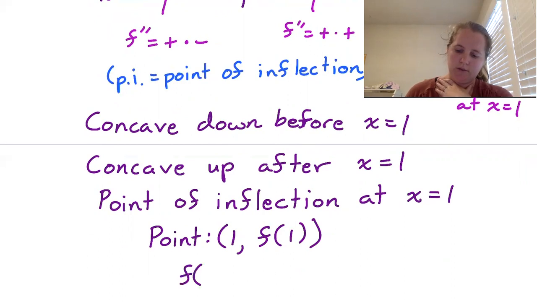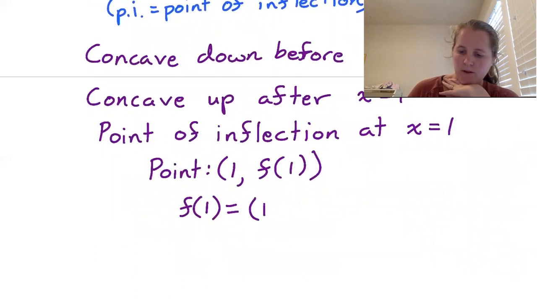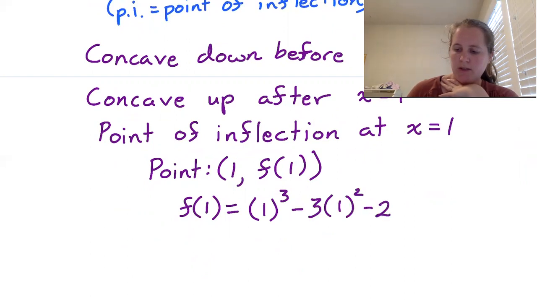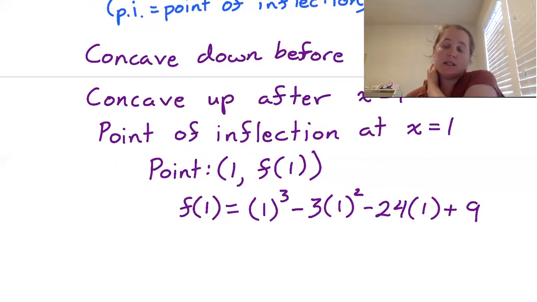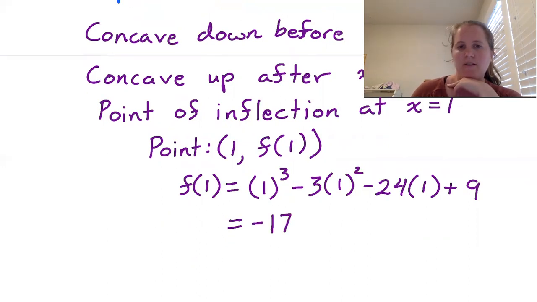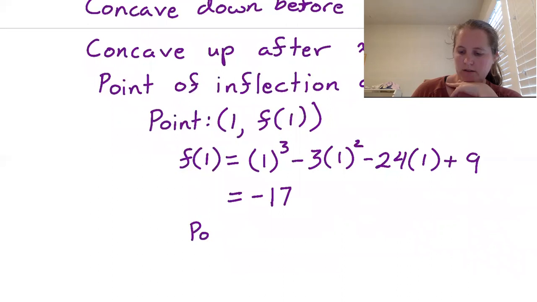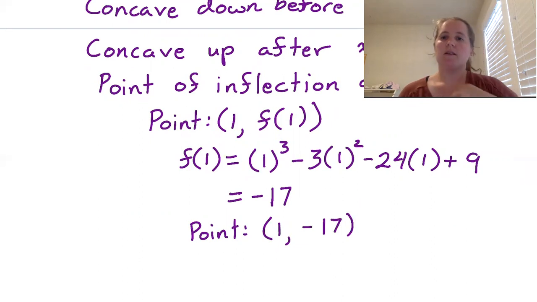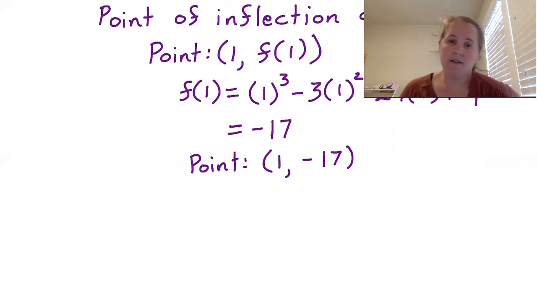So if we look for f of 1, we're looking at 1 cubed minus 3 times 1 squared minus 24 times 1 plus 9. That's 1 minus 3 is negative 2, minus 24 is negative 26, plus 9. We would be looking at negative 17. So our point would be 1, negative 17. Now we can go ahead and put this all together.